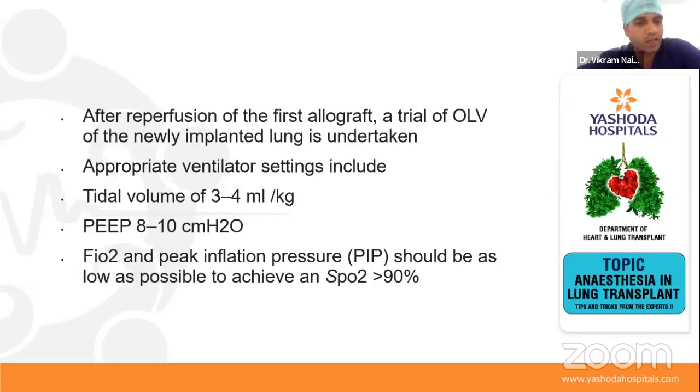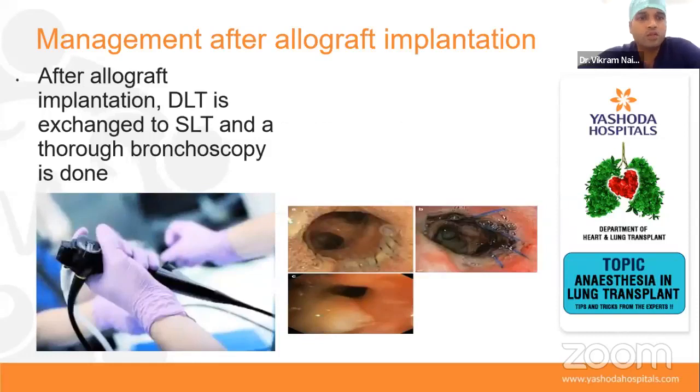You don't need to target 100% because higher FiO2s are more toxic and can cause allograft dysfunction. So an FiO2 as low as 30% with a PIP as low as possible to achieve a saturation of 90% should be targeted. After the allograft implantation on the right is over, the left pneumonectomy is performed.